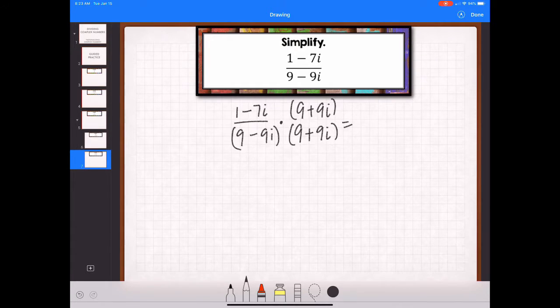Also multiply it to the numerator, so 9 plus 9i. Since the numerator has 2 terms, you're going to want to put parentheses around that, and then you're going to need to double distribute. This does not have space, so I'm going to show the work over here, and you might want to show your work off to the side as well. So 1 minus 7i times 9 plus 9i.